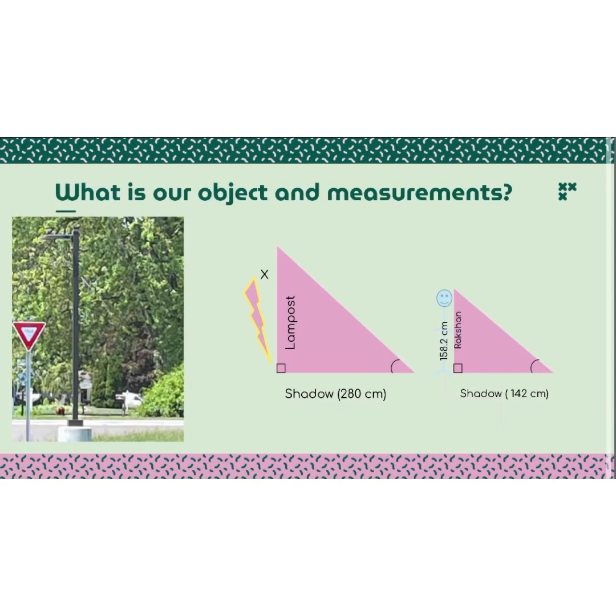Find the height. For investigation number 4, we chose a lamppost as our fourth object. We decided to use Rakshan's measurements as his measurements were the most accurate compared to everyone else's. His shadow measurements were 142 centimeters and his height was 158.2 centimeters. The shadow length for the lamppost is 280 centimeters. What we were trying to solve is the lamppost's height.